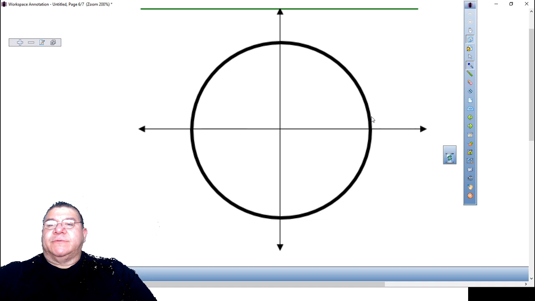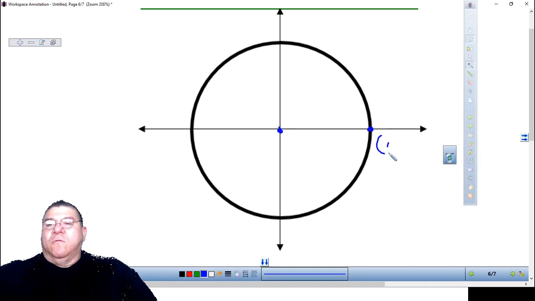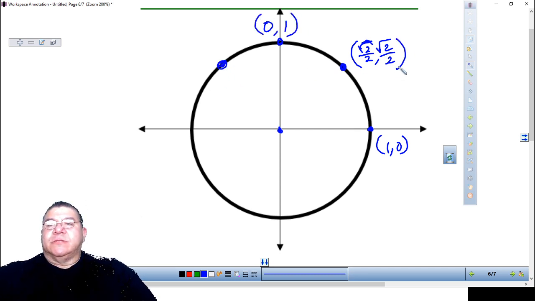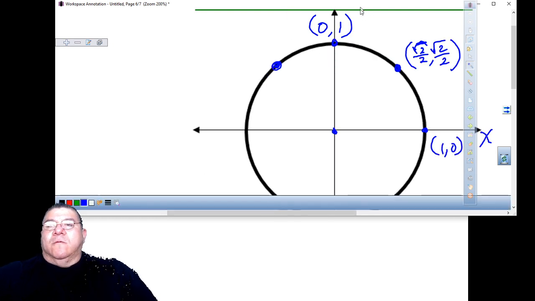Let's see. I'm going to start right here. This is 0, 0. That means this is 1, 0. Yes? What is this point right here? Square root 2 over 2, comma, square root 2 over 2. What is this point? 0, 1. Oh, sorry, let me label this X. This is our Y.